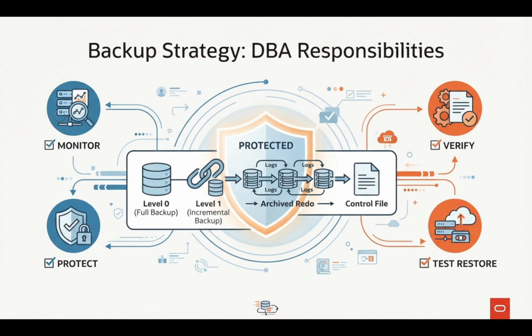As a DBA, protecting the backup chain is critical. We need to protect the level 0 baseline, the level 1 backups, the control files, and the archive redo required for recovery. We also need to monitor backup jobs and investigate failures. But there's one point I really want you to remember. A successful backup job does not automatically mean you have a successful recovery strategy. You need to test your restores regularly and verify that your recovery objective can actually be achieved.